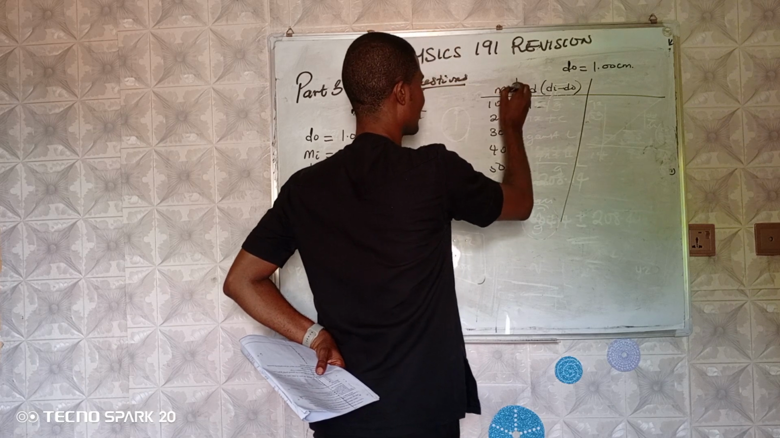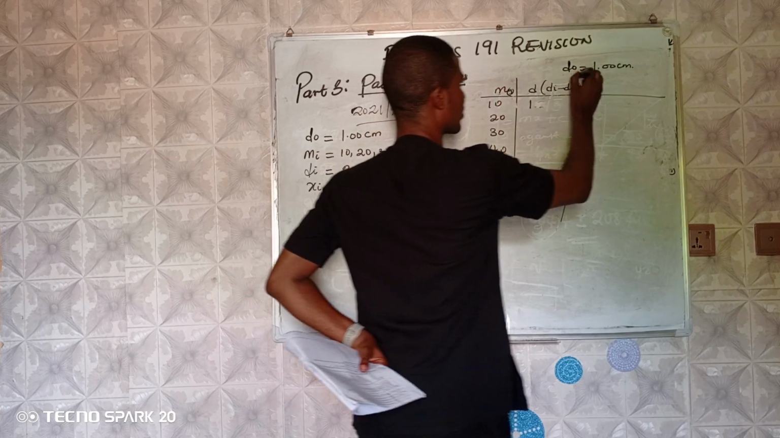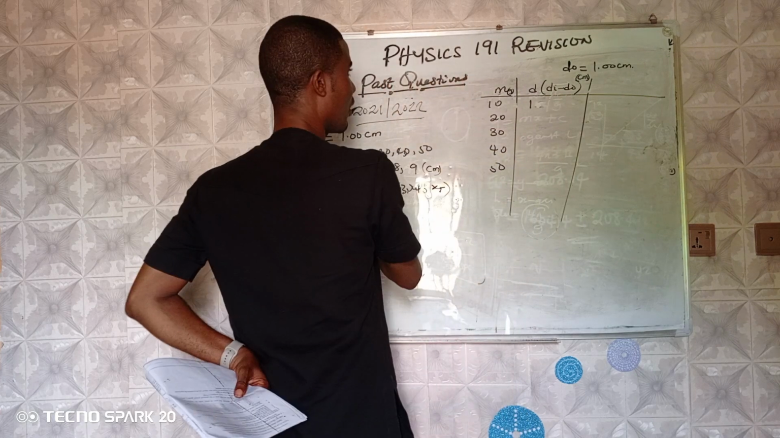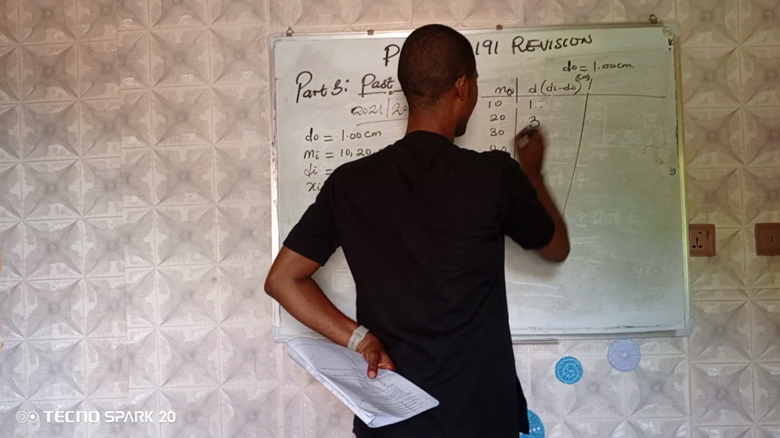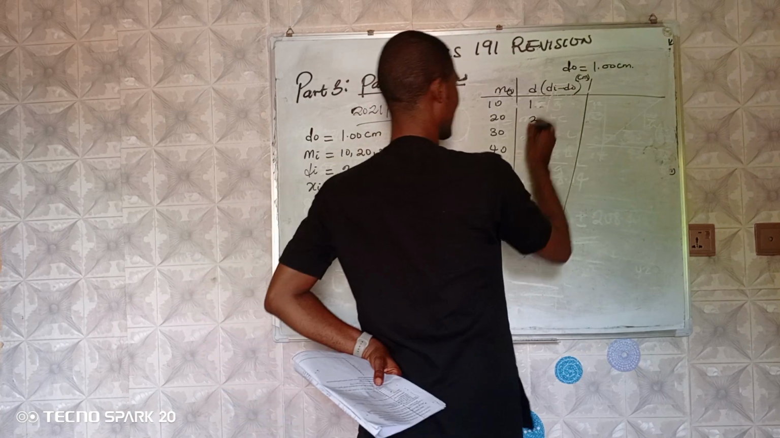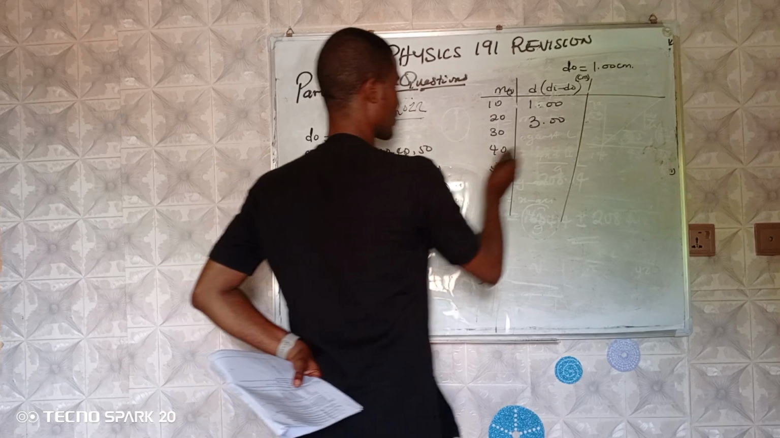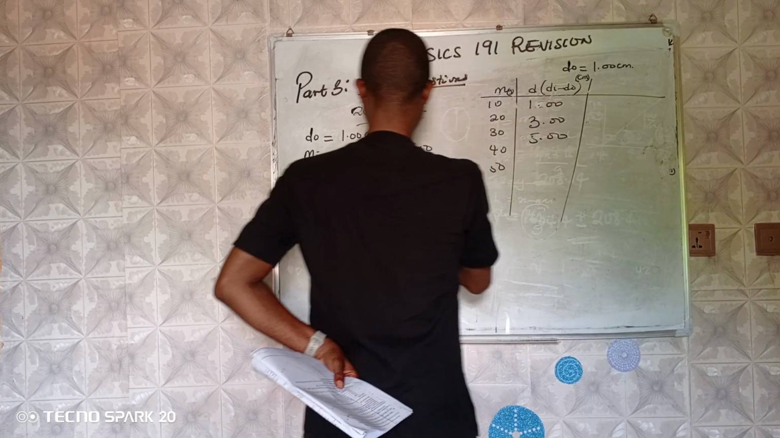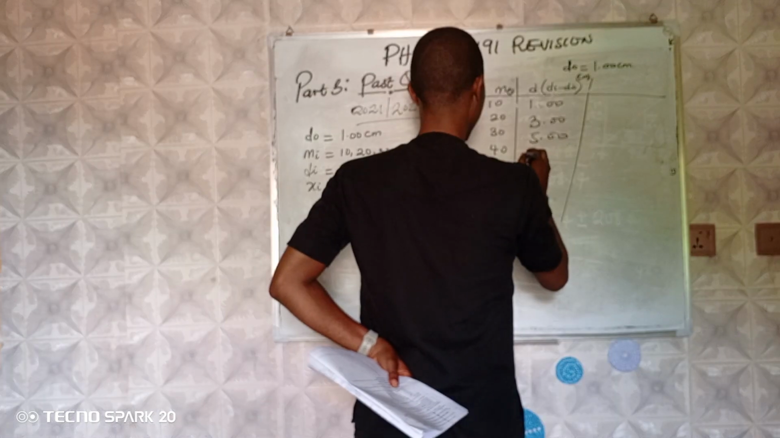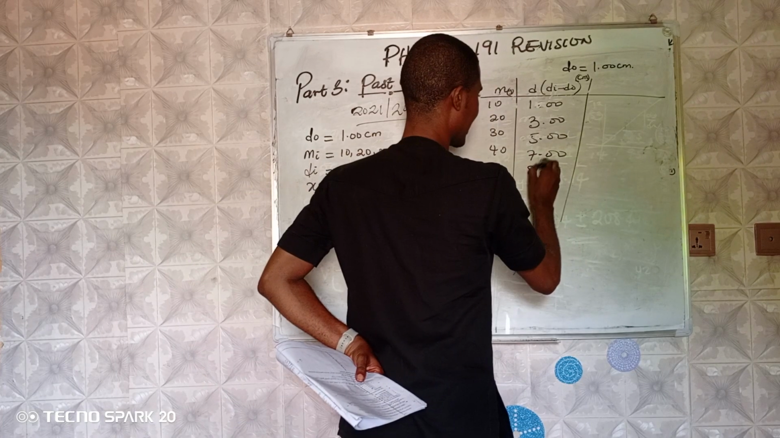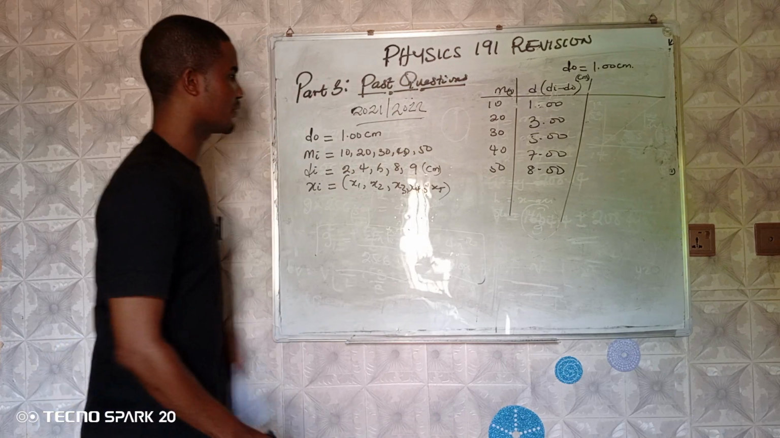This one is measured in gram. Please ensure you put that. So it's measured in centimeter. Ensure you put that 1. Then 4 minus 1 is 3. 6 minus 1 is 5. 8 minus 1 is 7. Then 9 minus 1 is 8. I've gotten the column for it.